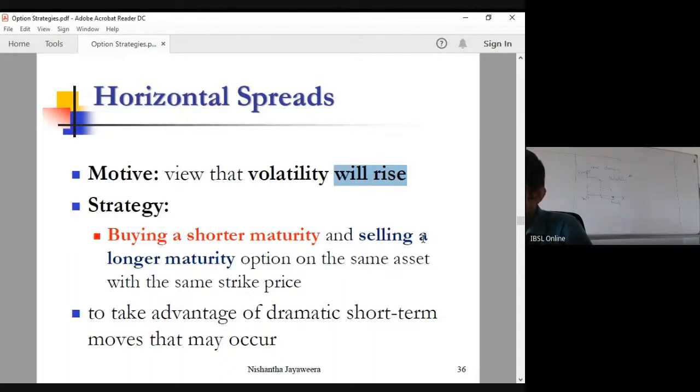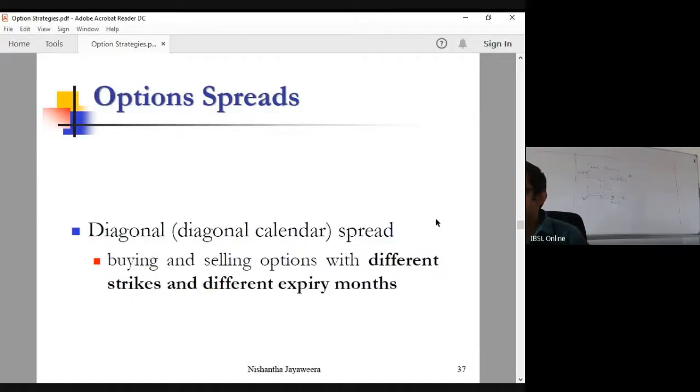Remember, in a horizontal spread, you buy and sell options with the same strike but with different maturities or different expiry. And your view is not on the market, that means not the price, but on the volatility. If you think volatility will go down, you sell a short maturity and buy a long maturity. But if you think volatility will go up, you buy a short maturity and sell a long maturity option.